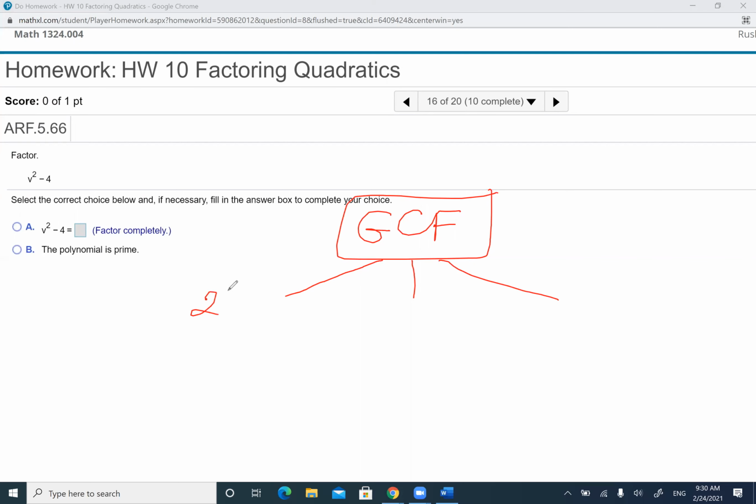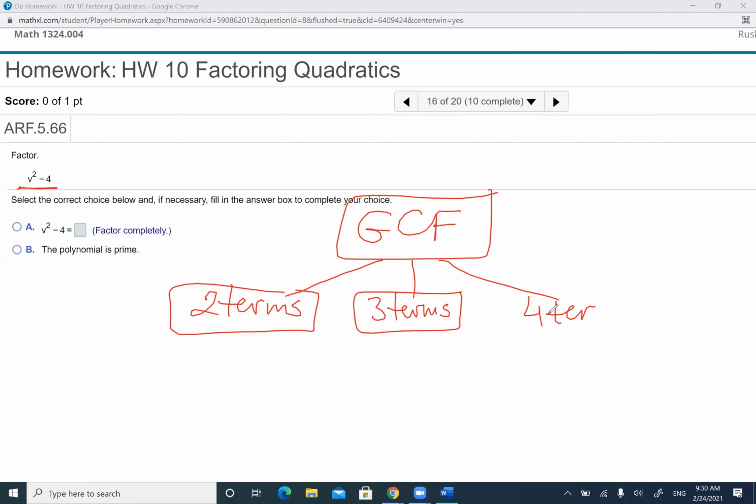If you have two terms, that's what you have right now in number 16. You have two terms, right? I'll show you how to do it. If you have three terms, you're going to do trinomial. That's what we just did, right? You get the factors of the last number which add up to the middle number. And then when you have four terms, you're going to do factor by grouping. You're going to split it in groups and factor by grouping. So these are the methods of factoring.